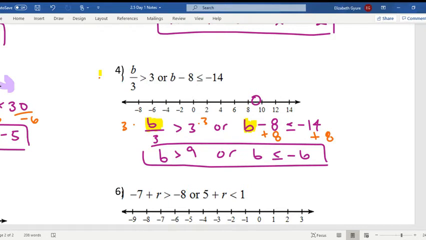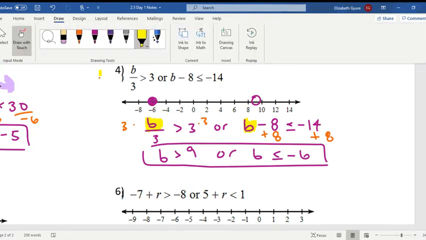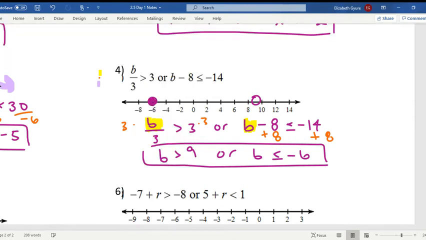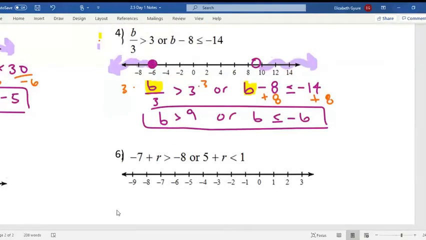All right. And then what about at the negative 6, Annalise? Open or closed? It would be closed. And remember, ladies and gentlemen, this is an or inequality. So when it's an or inequality, where do we always shade? The outside. If you turn your whole paper. We did add the arrows.